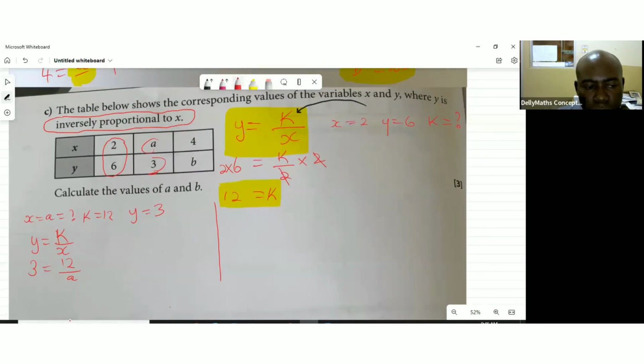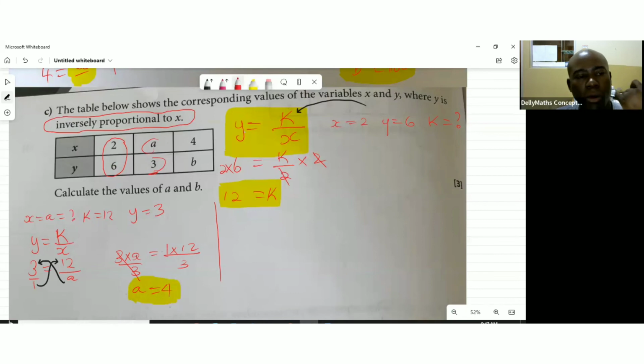As you could see, we could quickly employ cross multiplication. So A times 3 is equal to 1 times 12. All right, so I could put that at the side here. So 3 times A is equal to 1 times 12. Divide both sides by 3. A is equal to 4. So right now, A is equal to 4. So you could see that when y is 3, A is equal to 4.